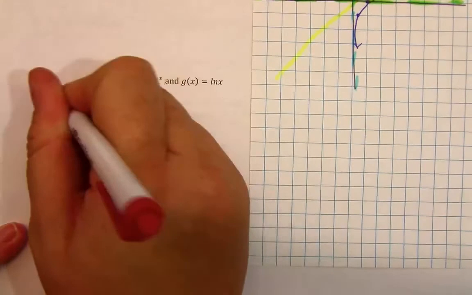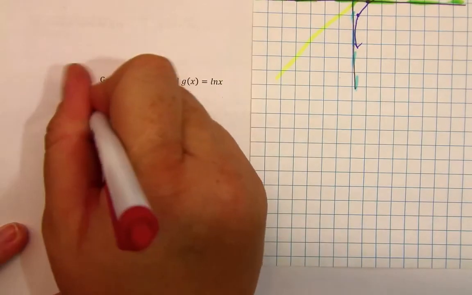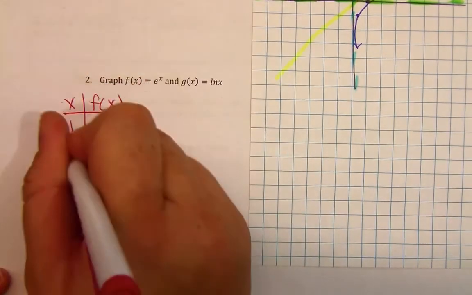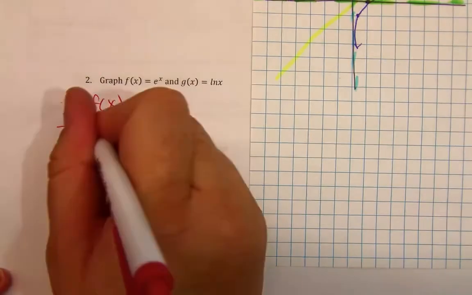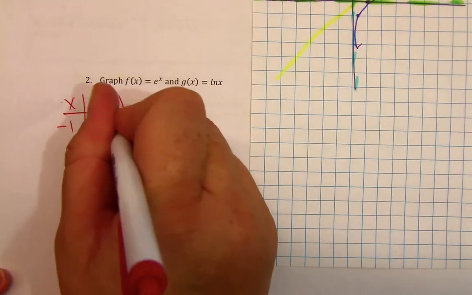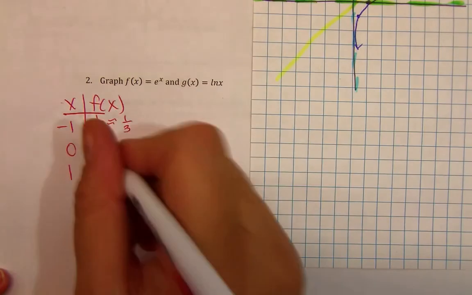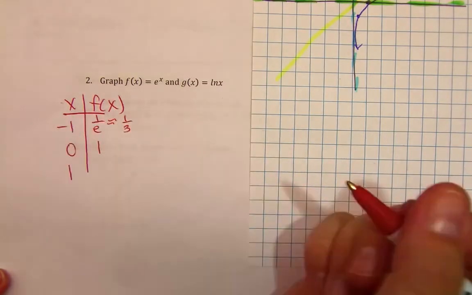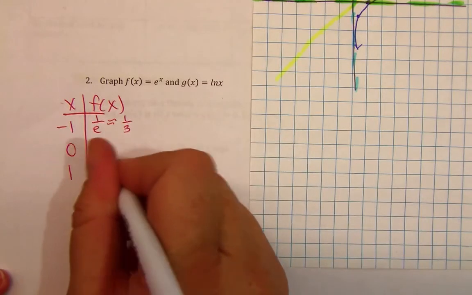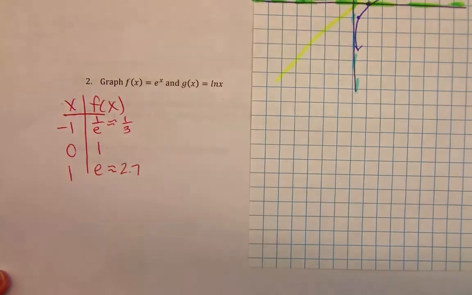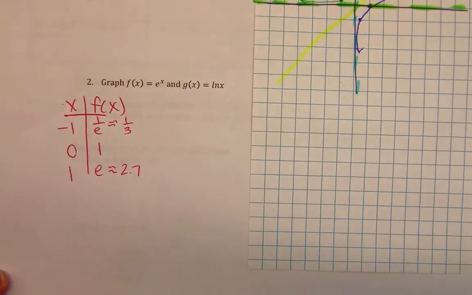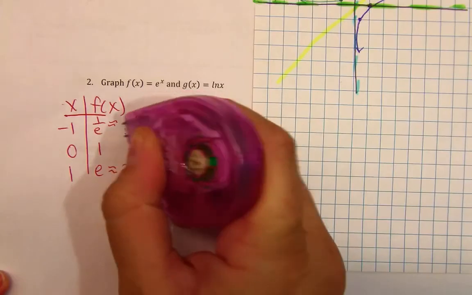Now let's do the same thing with natural log. So we said e to the power of x, plugging in -1, 0, and 1. Well, that gave us 1 over e, which was a little bit more than 1/3, so close to that. Plugging in 0 gave us 1, and plugging in 1 gave us e, which is about 2.7. So what I'm going to do here, I'm actually going to change this. I don't like writing 1/3. I'm going to put 1 over 2.7.